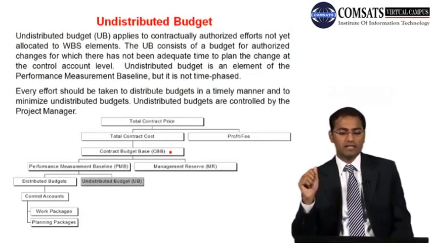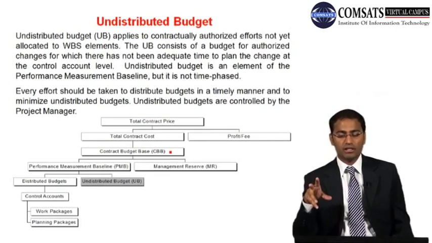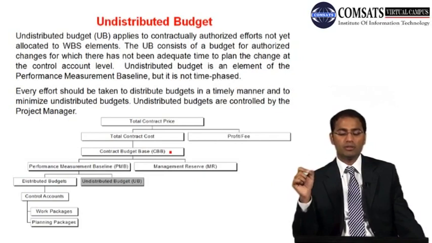Okay, undistributed budget applies to contractually authorized effort not yet allocated to WBS elements. The undistributed budget consists of budget for authorized changes for which there has not been adequate time to plan the change at the control account level.